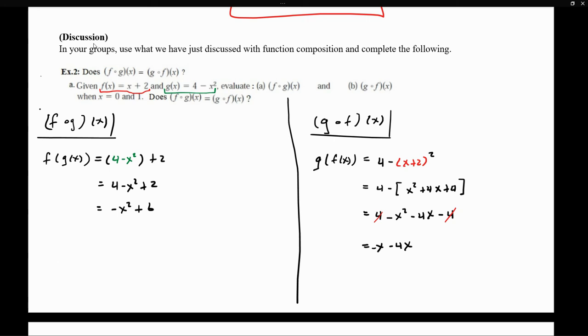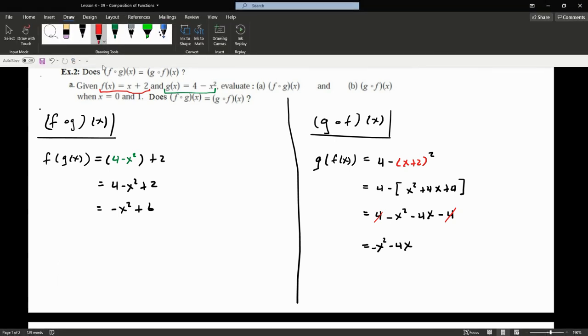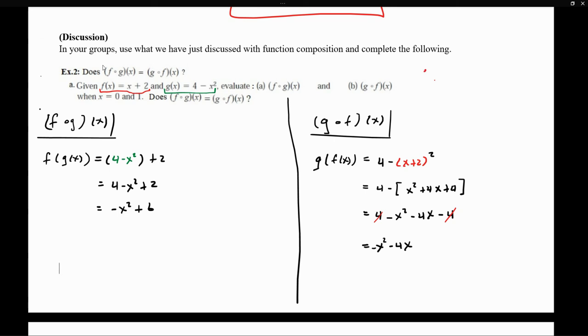Definitely not. Because the function negative x squared plus 6 is definitely not equivalent to, oh, I see that I'm missing a second exponent here. It's not equivalent to negative x squared minus 4x. They just are not. So in this case, what we want to show here is that the order of the composition matters.